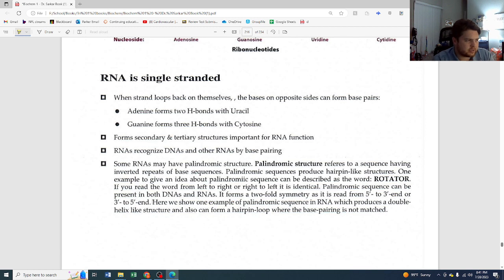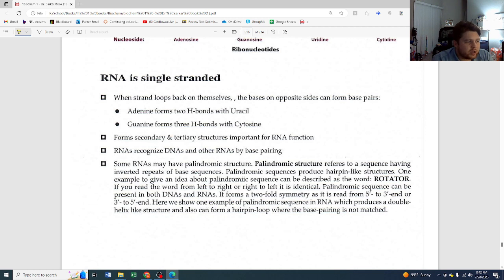RNAs recognize DNAs and other RNAs by base pairing. Some RNAs may have a palindromic structure. Palindromic structure refers to a sequence having inverted repeats of base sequences. Palindromic sequences produce hairpin-like structures. We'll see a picture of that in a little bit. One example to give an idea about a palindromic sequence is the word rotator. If you read the word from left to right or right to left, it is identical. Palindromic sequences can be present in both DNA and RNAs. It forms a two-fold symmetry as it reads from 5' to 3' end or 3' to 5' end.